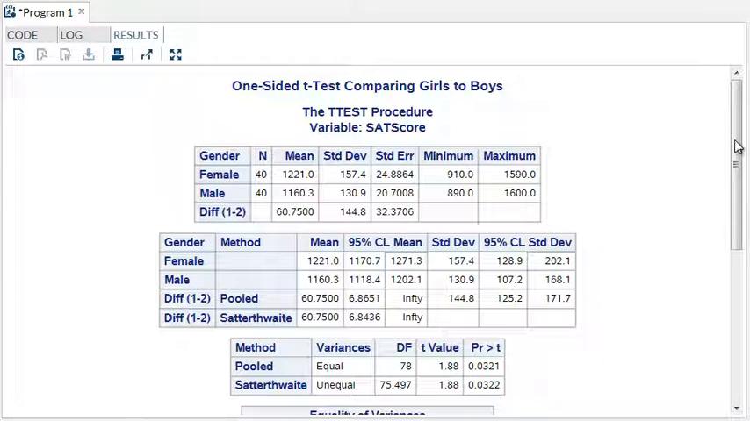Let's start by looking at the mean diff value of 60.75. This is the point estimate for the difference between female and male SAT scores, and it confirms that it makes sense to perform an upper-tailed test.